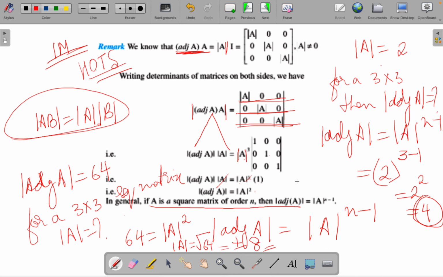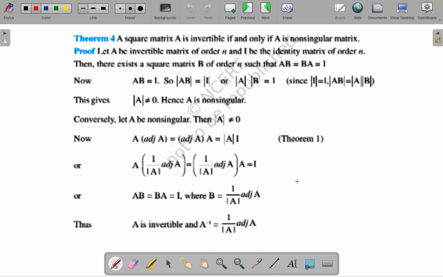Okay children, I will do lots of questions, but let's talk about what you mean by an invertible matrix, the last concept of the video. A square matrix A is invertible if and only if A is a non-singular matrix. That means for an invertible matrix, A has to be non-singular. Non-singular means determinant of A cannot be 0.